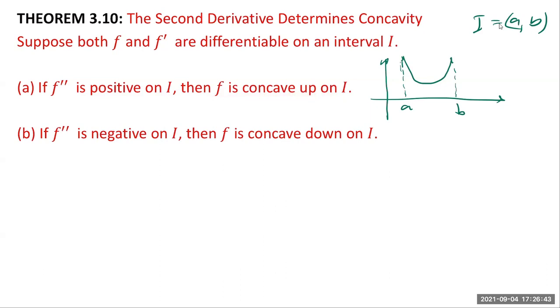And here is where your f double prime is negative. Here is a graph where your f double prime is negative. You should have a shape like this.